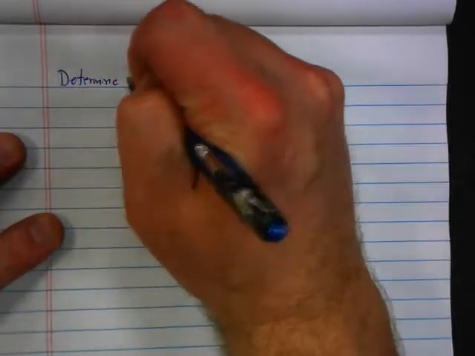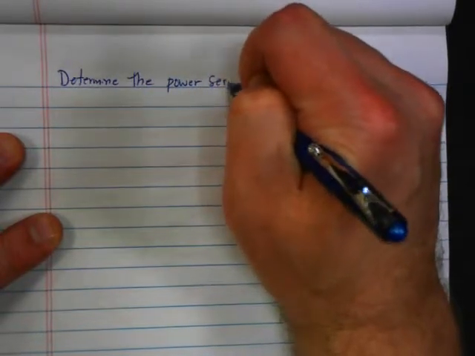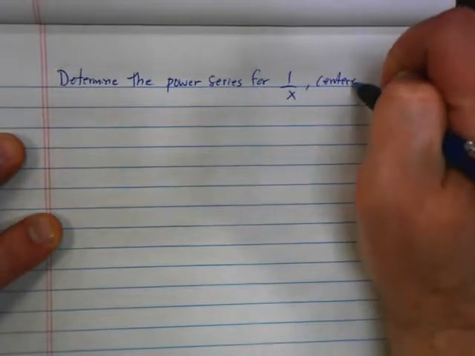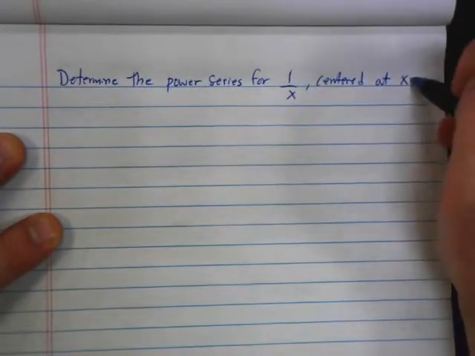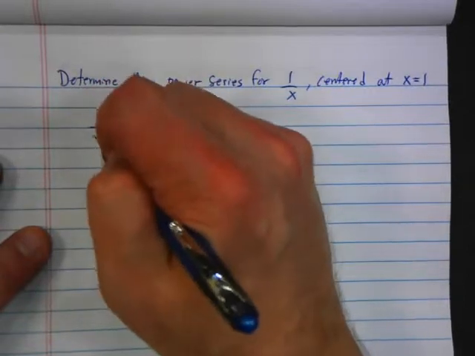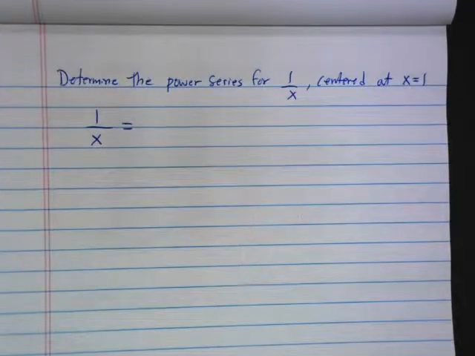Determine the power series for 1 over x at x equals 1. So I'm going to start with 1 over x. But the first thing I want is for it to be centered at 1. So how am I going to make it be centered at 1?